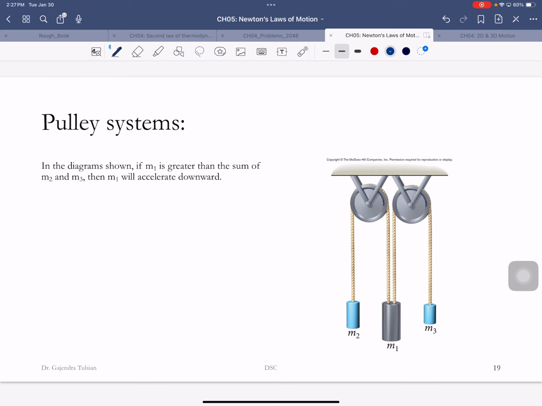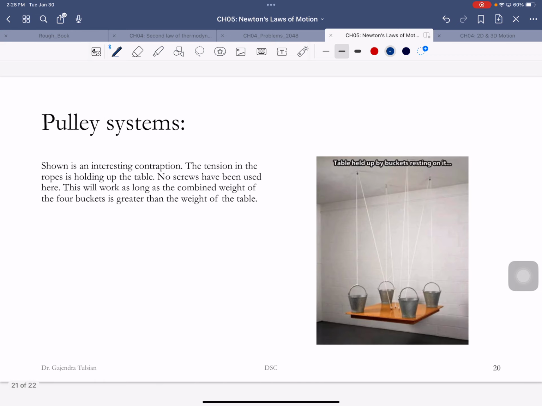So here's an interesting pulley system. If M1 is greater than M2 plus M3, it'll accelerate downwards. If M2 plus M3 is greater than M1, it'll accelerate up. So if these are heavier, then this will go up. Everybody understand that?